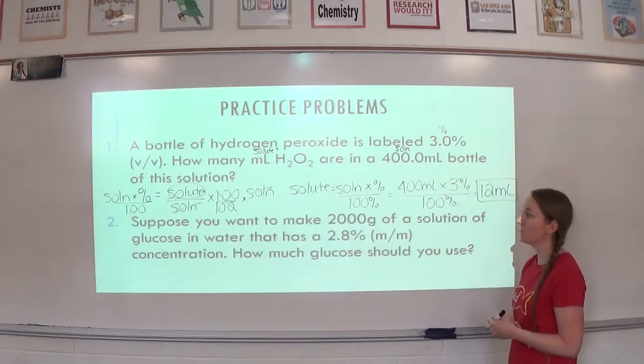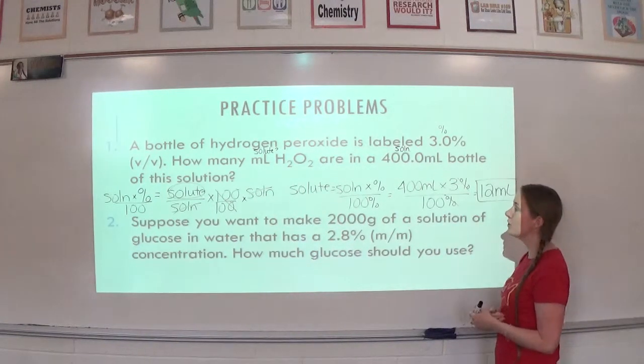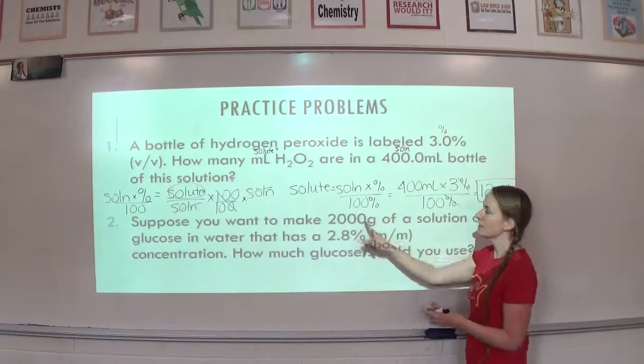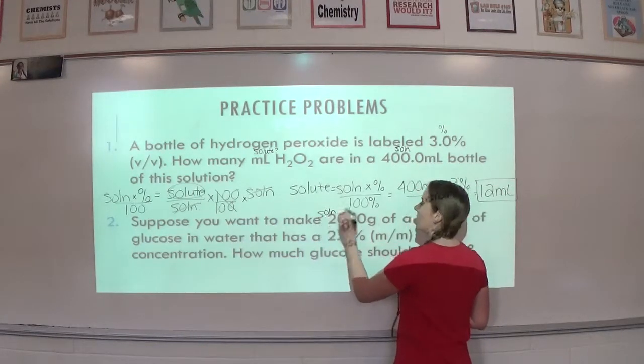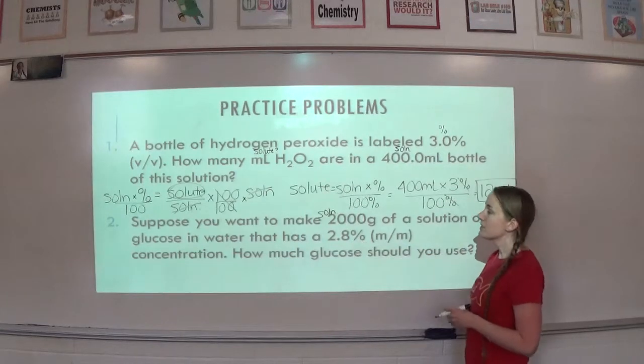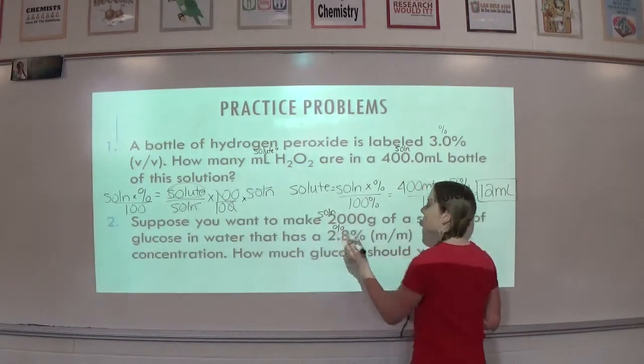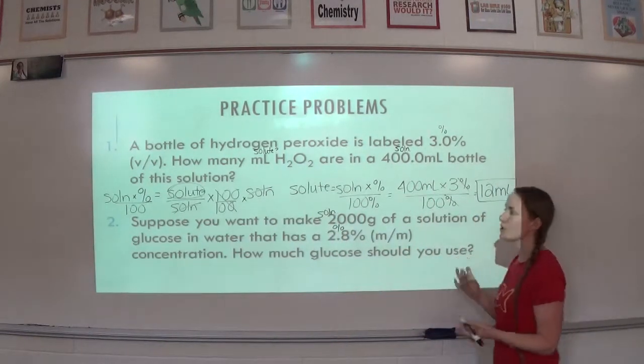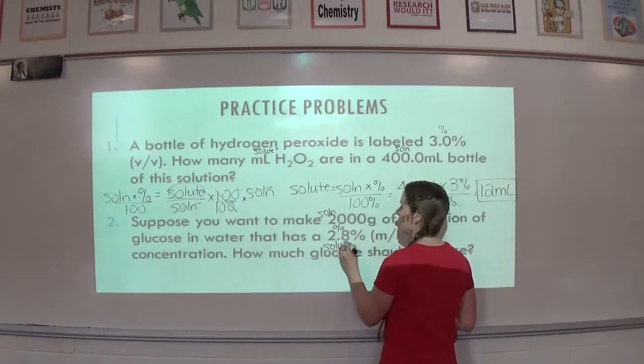So let's look at our bottom one. It says, suppose you want to make 2,000 grams of a solution. That's how I know this is solution. Of glucose in water that has a 2.8% by mass concentration. So I have my percentage. How much glucose should you use? So again, we're going to solve for solute.